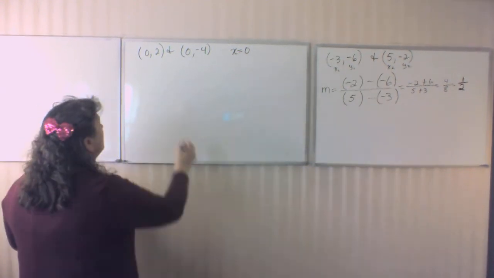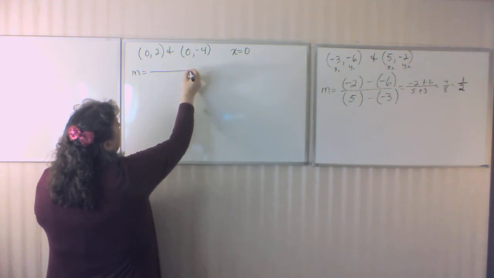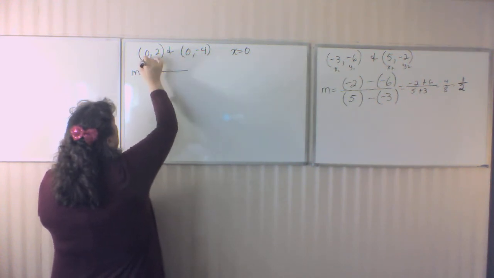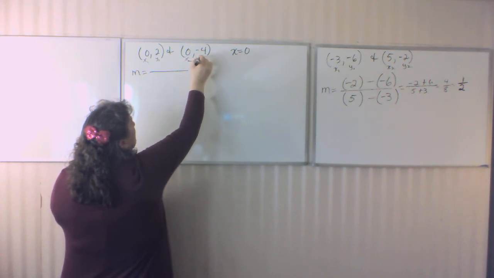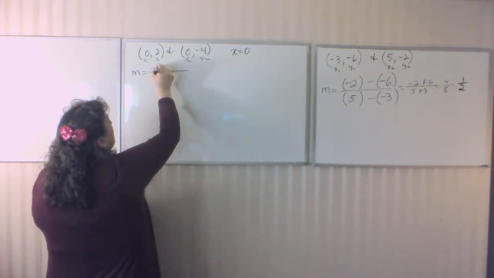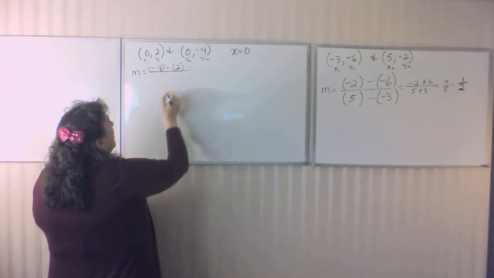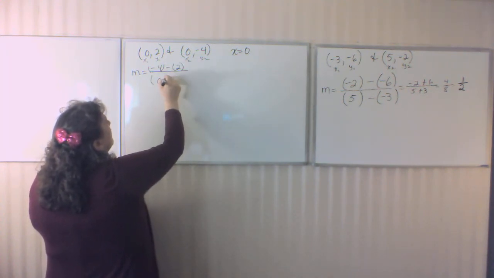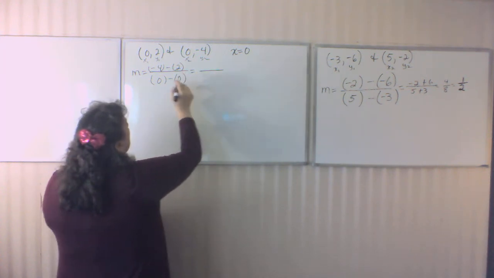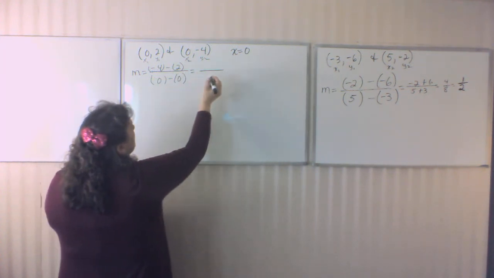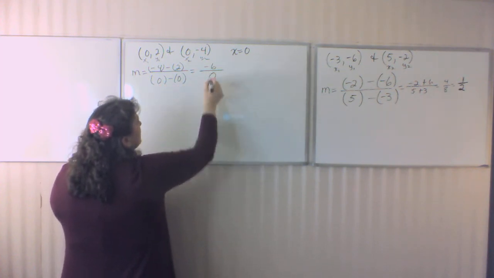So look what happens when we actually calculate the slope here. We end up with, this is x sub 1, y sub 1, x sub 2, y sub 2, negative 4 minus 2 over 0 minus 0. Negative 4 minus 2 gives me a negative 6. 0 minus 0 is still 0.